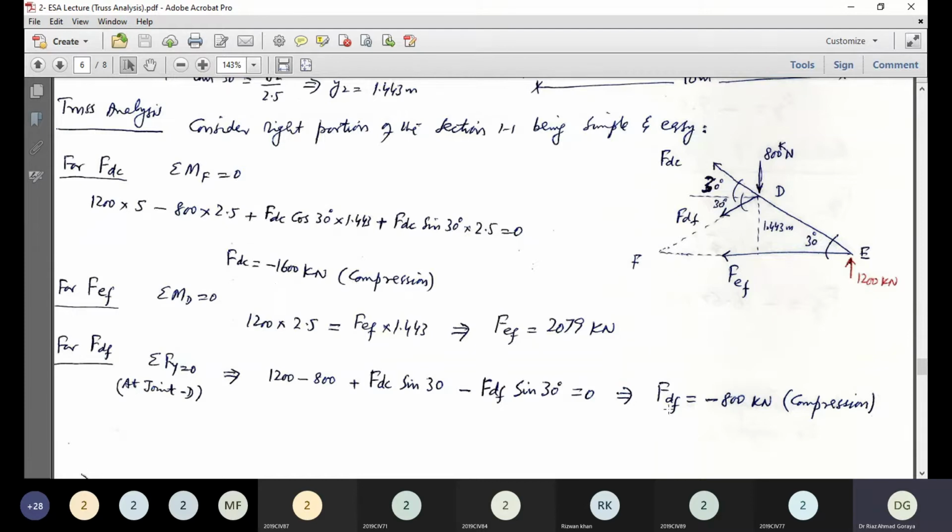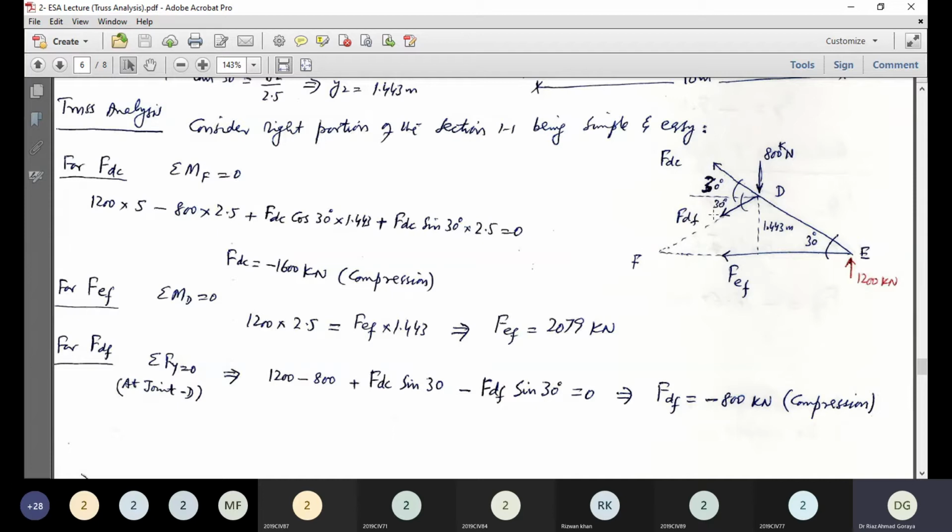Now similarly for member EF, this horizontal member at bottom, the appropriate moment center is again D. It is the same concept which we have applied in the previous problem. So this will give us the very simplest calculation. Only two forces will come into picture, that is FEF into 1.443 equal to 1200 into 2.5. So FEF will become 2079 kilonewton.